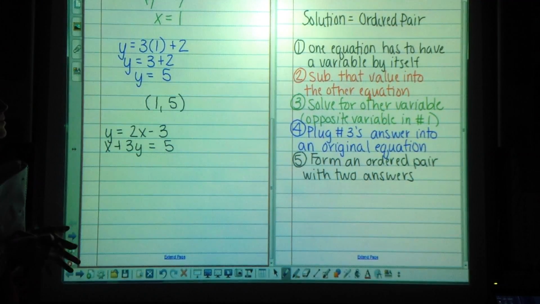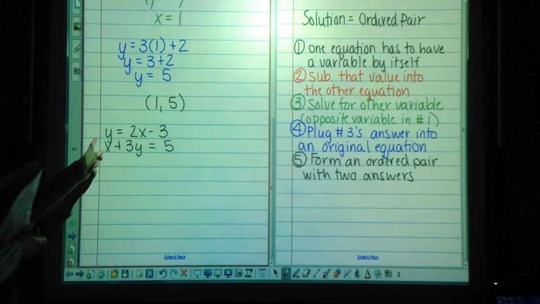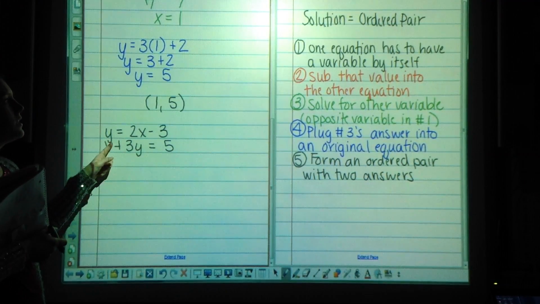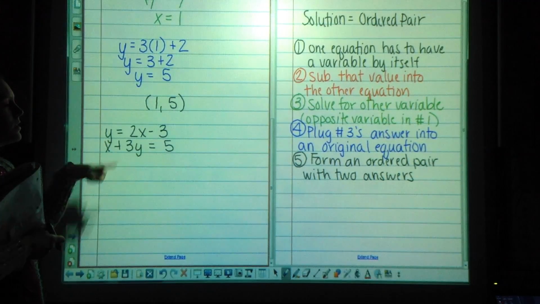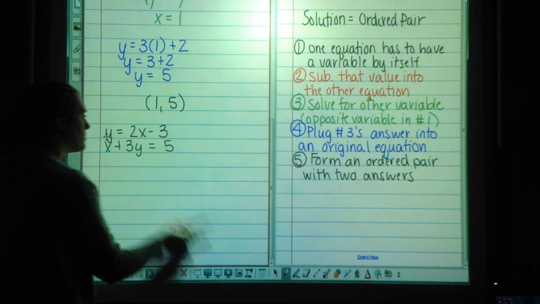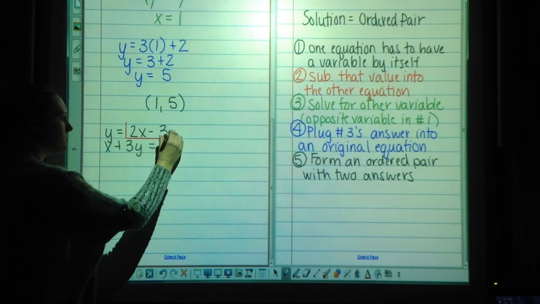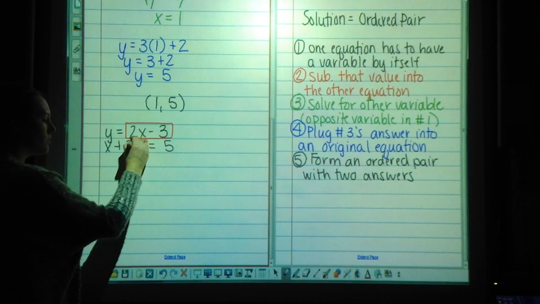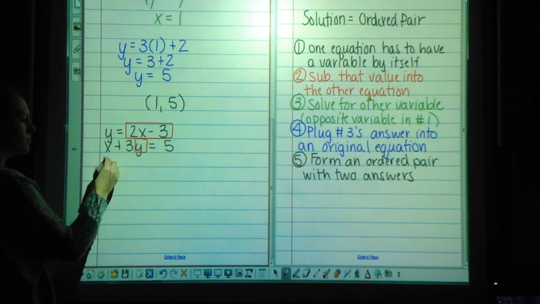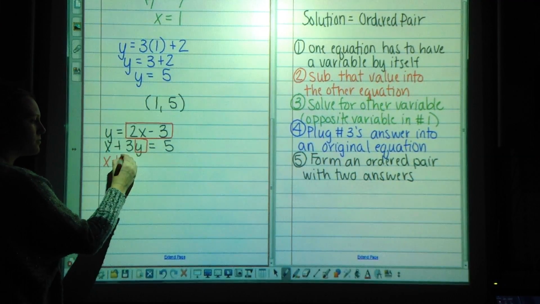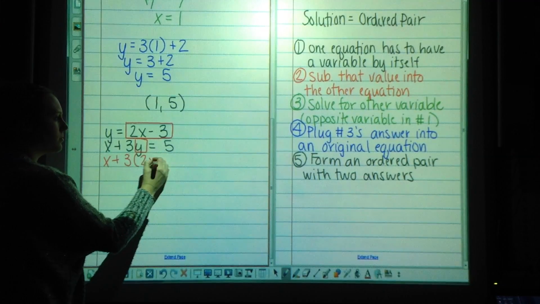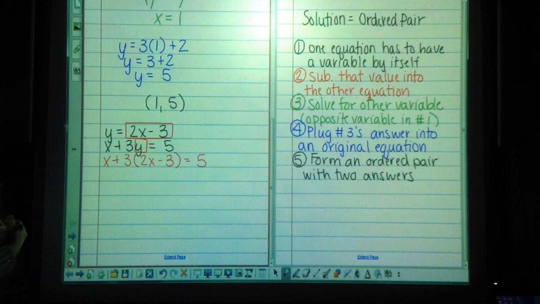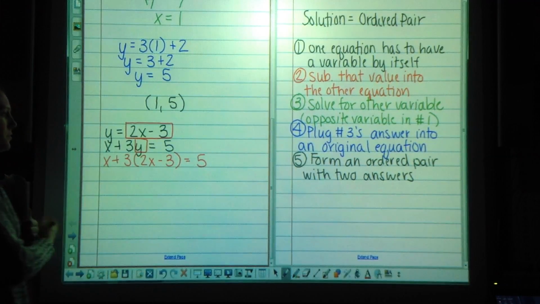Our first step, one equation has to have a variable by itself. Again, this top equation has the y by itself, so I can move on. Number 2, substitute that value into the other equation. So this value stands for y, and I'm going to substitute that into the other equation. I'm going to replace y with this information. These are multiplying, so I have to set up a set of parentheses. All I did was replace y with this value.